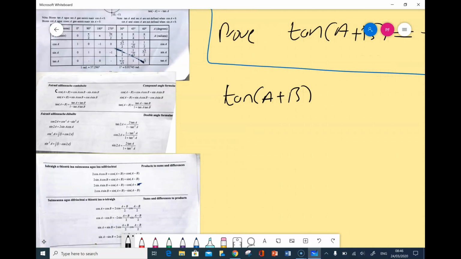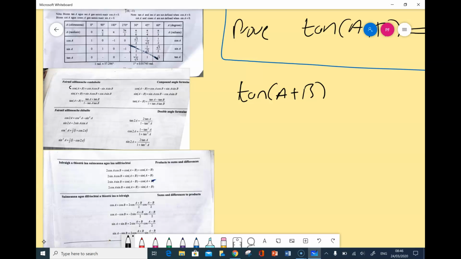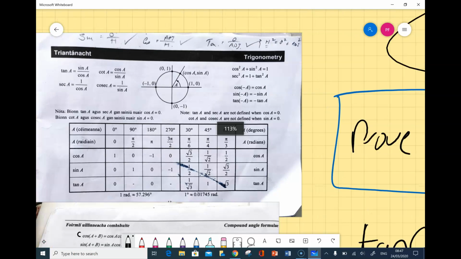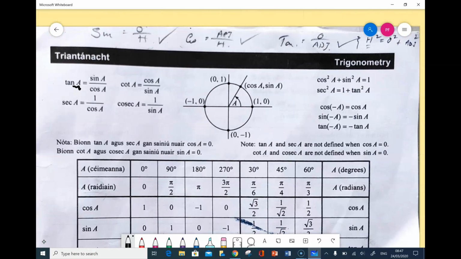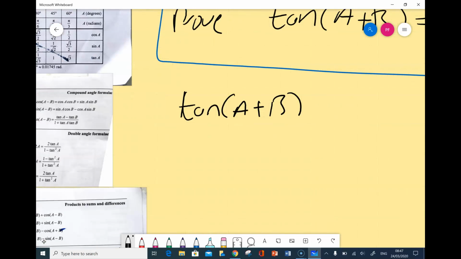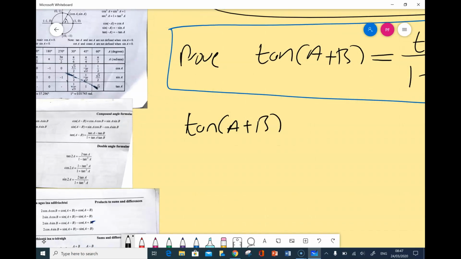Okay, so you see we've got tan A plus B. So we're going to break it up. So tan A is equal to sine A over cos A, top of page 13. So tan A plus B is obviously sine A plus B over cos A plus B. Okay.